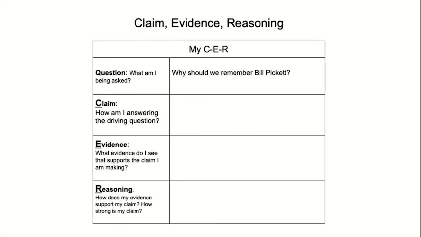One of the things I've developed is a My Claims Evidence and Reasoning sheet. So this is an example, and I used a 3rd grade question just because I really enjoy talking about Bill Pickett. So the driving question, the compelling question: why should we remember Bill Pickett? So I'm going to have a claim to answer that. I'm going to provide evidence, and then I'm going to explain my evidence, how my evidence supports my claim. So claims, evidence, and reasoning.